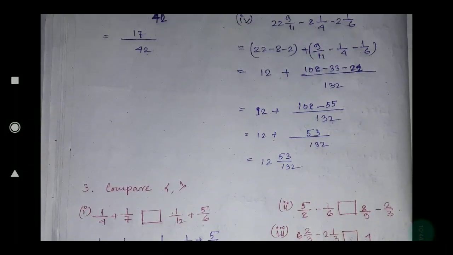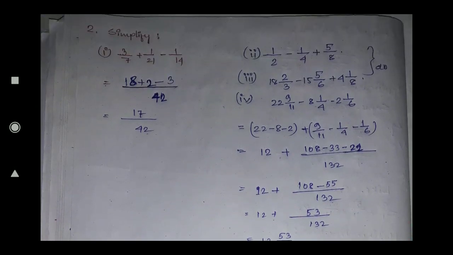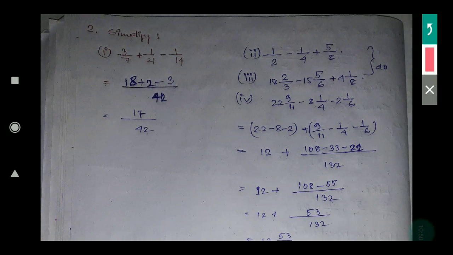Now see question number 2, simplify. Here also you have to do the simplification. Here what is given: 3 by 7, 1 by 21, 1 by 14. Can you find the LCM of 7, 21 and 14? I am showing you. 7, 21, 14, all these are multiples of 7, so I am taking 7 as a factor. 7 1s are 7, 7 3s are 21, 7 2s are 14. Now are there any common factors? Nothing is there. So 7 into 6 is 42. That means your LCM is 42.